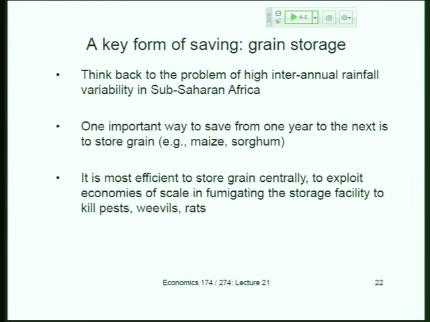Exactly. So there's the advantage of scale economies of fumigation, but the disadvantage that now you have to move all this grain to one place, which, if the roads are bad and transportation is costly, could be very difficult. If you keep it on your farm, zero transportation costs. You just take it from your field to your storehouse.